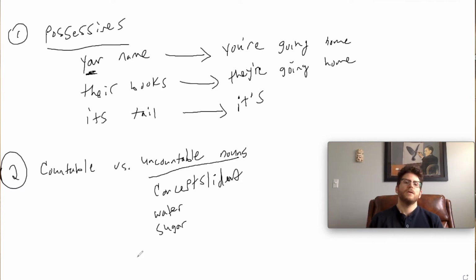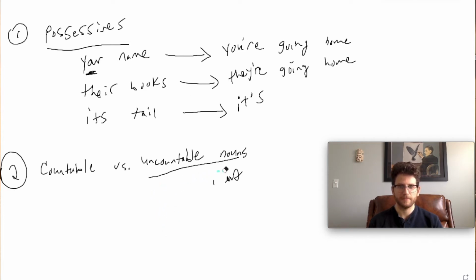Right? Okay, so knowing that there's such a thing as countable and uncountable nouns, you run into some issues with words that are associated with these countable and uncountable nouns. What do I mean by that? Well, there are certain words that we only use with countable nouns, and certain words that we only use with uncountables.